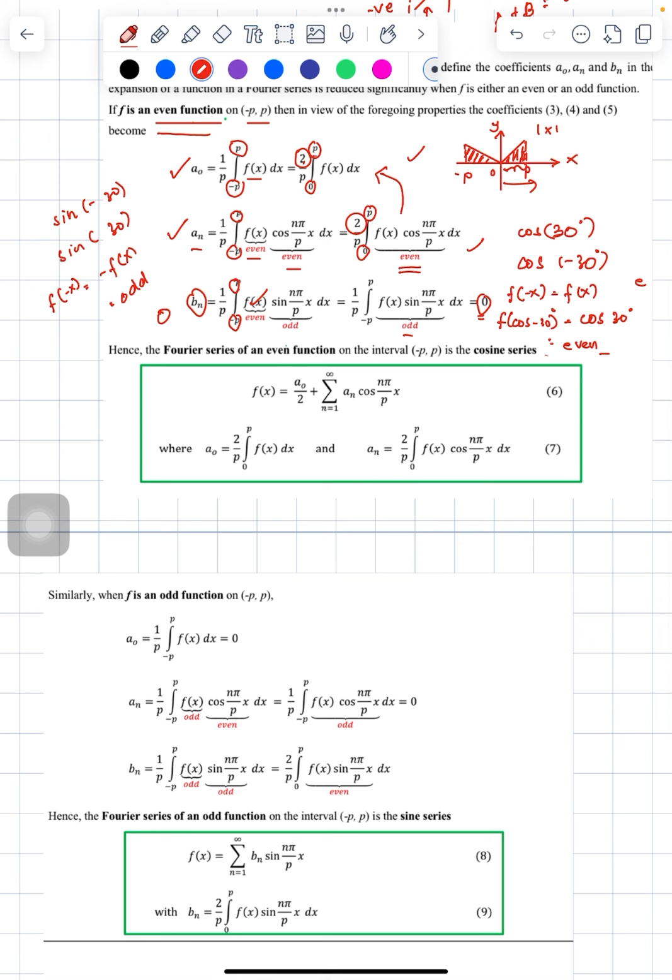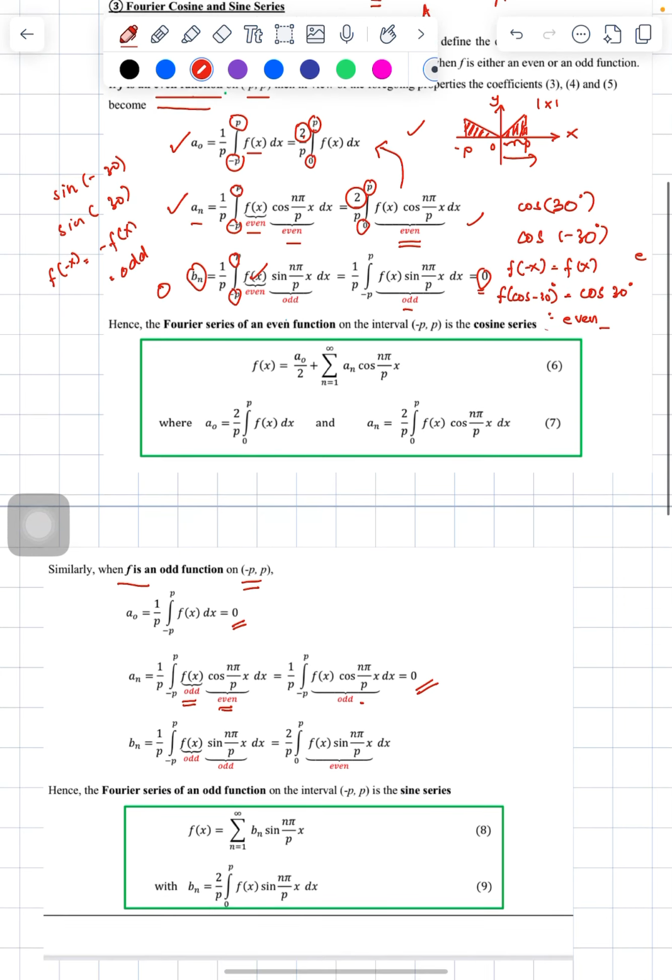Okay, if our f(x) is an odd function on the interval negative p to p, the integral of an odd function will always be 0. Then we move to an. For an, our f(x) here is odd, and cos is always even. Odd multiplied by even becomes odd, so the integral of an odd function equals 0. So our a naught and an equal 0.